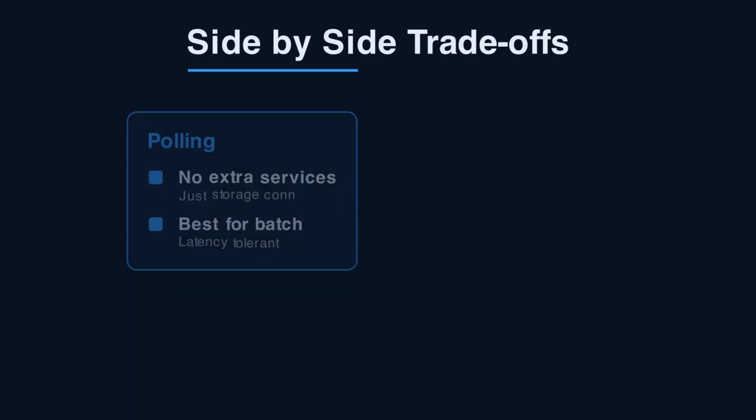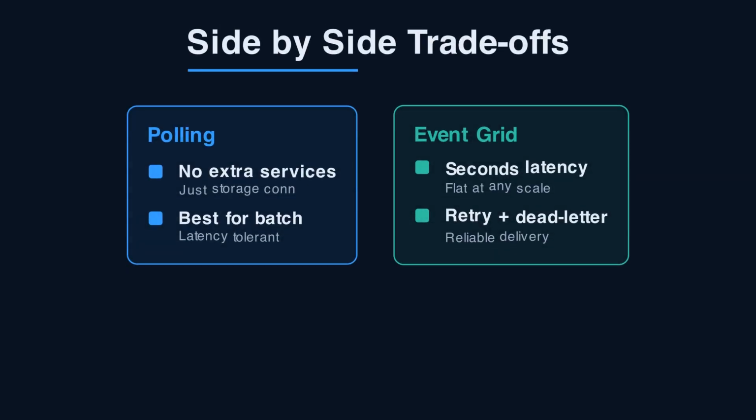Here's the honest comparison. The polling trigger wins on simplicity. One connection string, no extra resources, and it's perfect for low volume or batch jobs where a few minutes of delay doesn't matter. The event grid trigger wins on latency, scale, and reliability, with predictable seconds-level delivery and built-in retry and dead lettering, at the price of more moving parts and a small per million operations event grid charge.